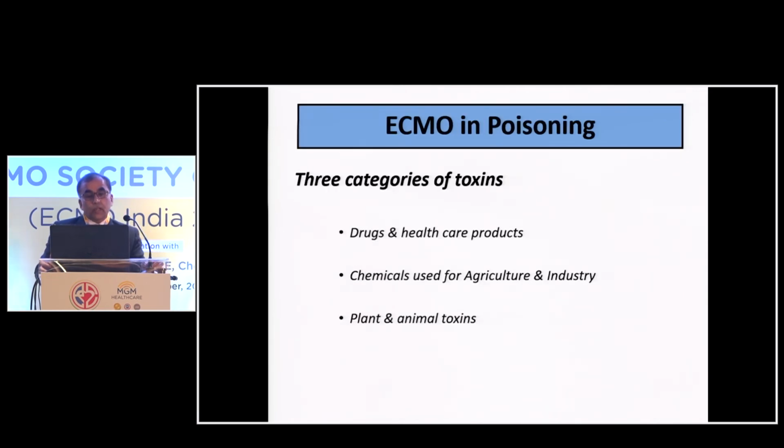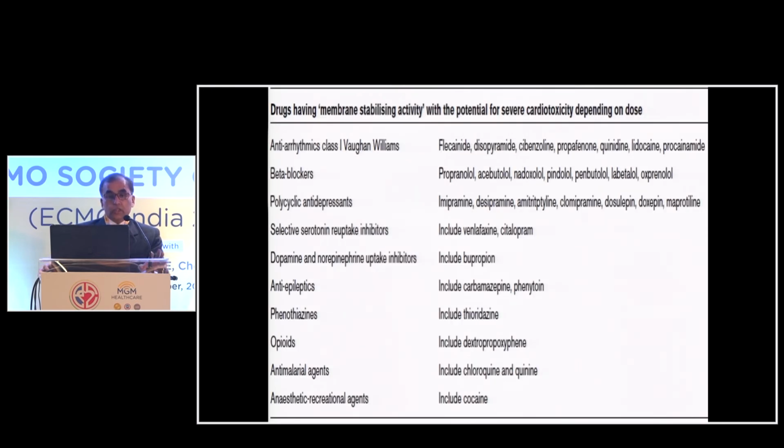Coming to poisoning, you have 3 categories of poisons if you look at the literature: drugs and healthcare products, chemicals used in agriculture and industry, and plant and animal toxins. So if you look at the drugs, what are the drugs?